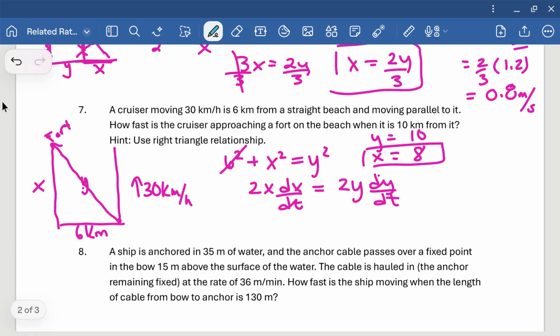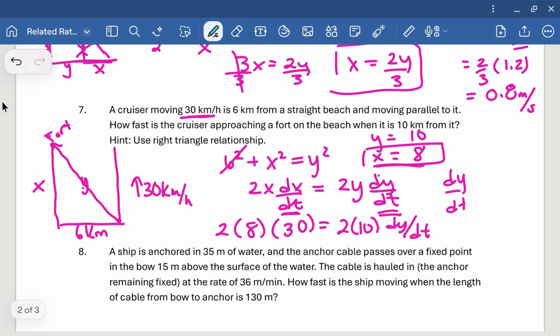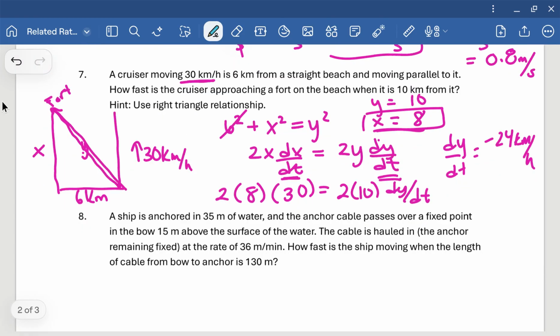We do know that we're finding dy over dt. Our value here, that 30 kilometers per hour, is going to equal your dx over dt. So we'll have 2 times 8, which we solved for, times 30 will equal 2 times 10 times dy over dt. We'll isolate dy over dt, and you'll get negative 24 kilometers per hour. And we know that value is going to be negative because it is heading towards, not away.